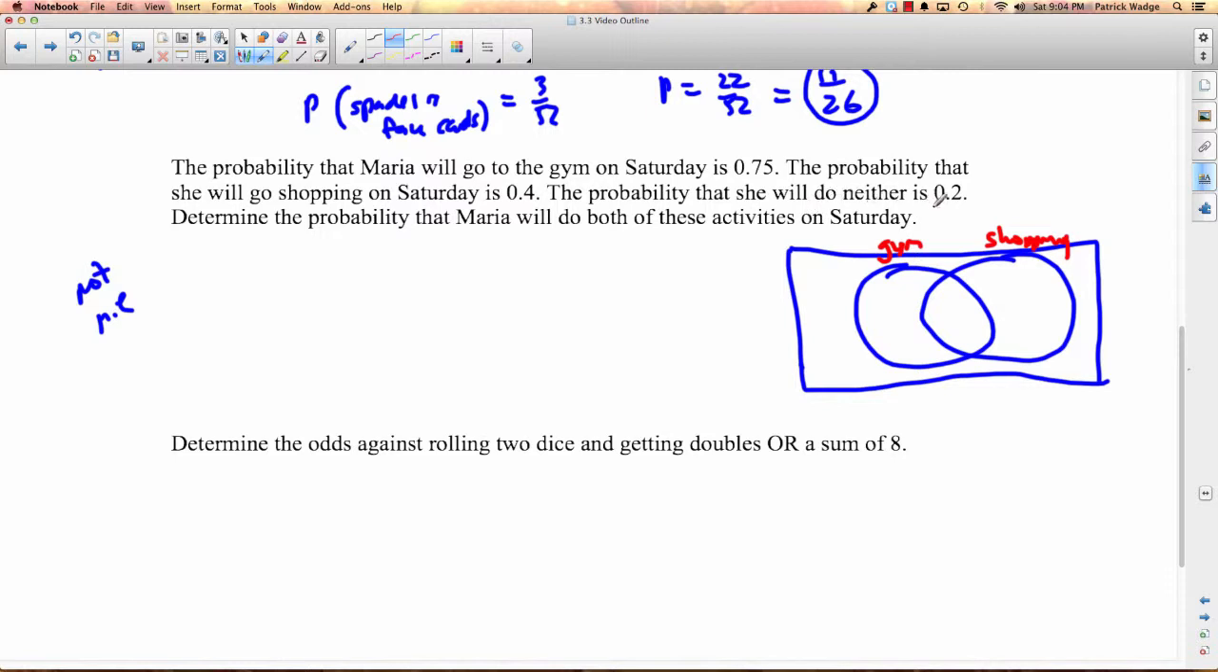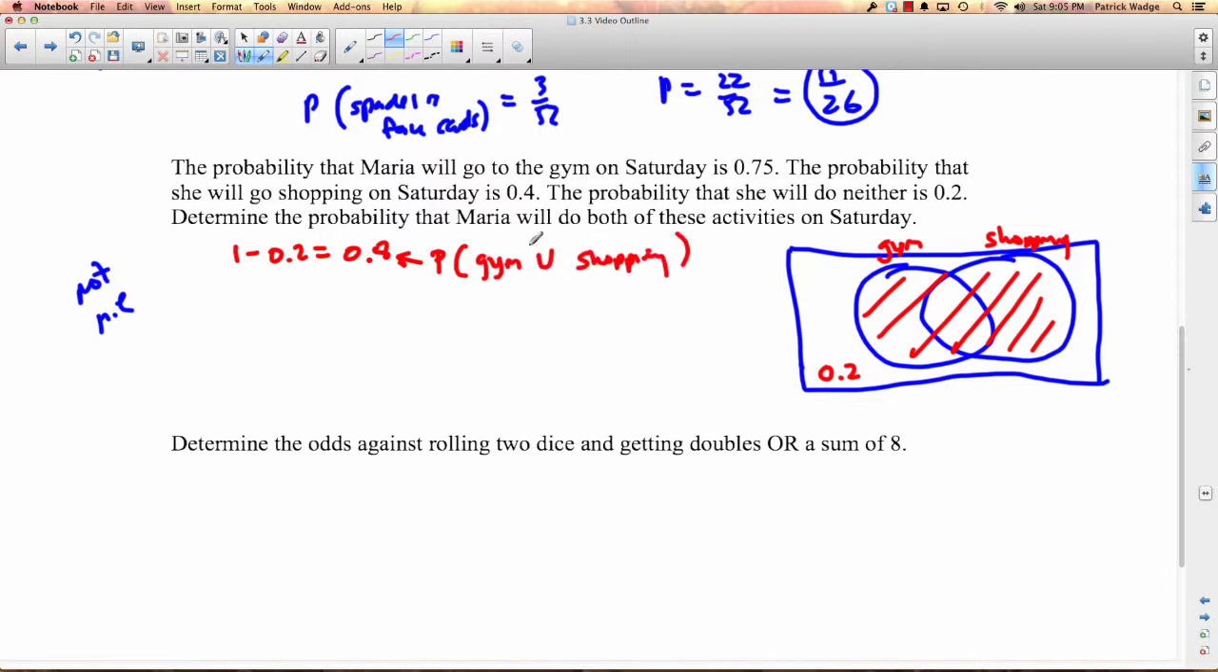But the probability she'll do neither is 0.2, so we can put 0.2 out here. Now if 0.2 is out here, then how much do we know there is in the whole amount here? How much is all that? Well, the whole thing has to add to 1. So we would have 1 minus 0.2 equals 0.8. So this is the probability of someone going to the gym or going shopping.